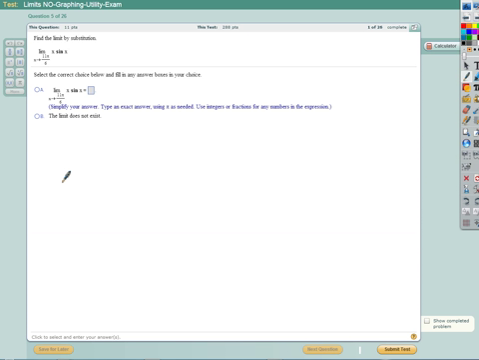The limit of x sine x as x approaches 11.6 pi. We want to find that by direct substitution. Now, I would argue that this one should be a really simple one.